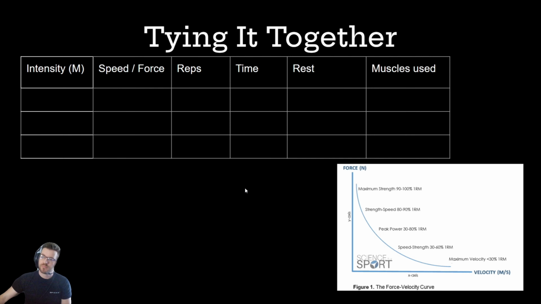Now, here's a little bit of a table I like to use.